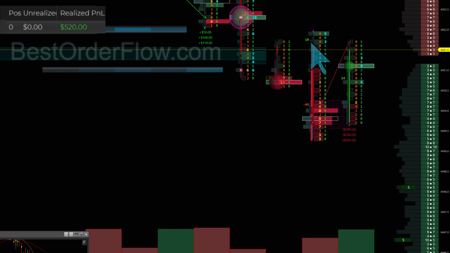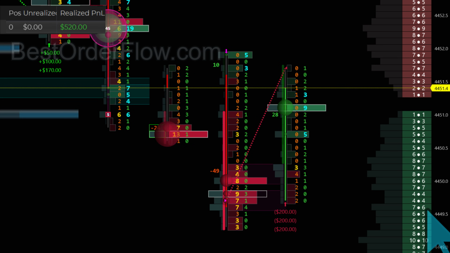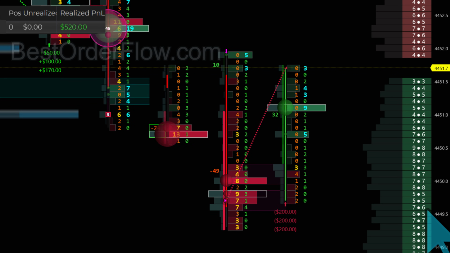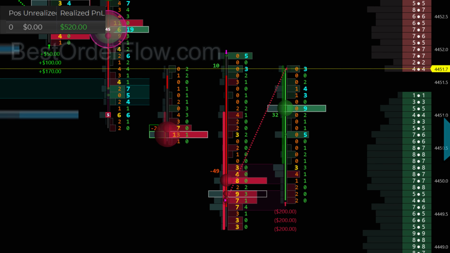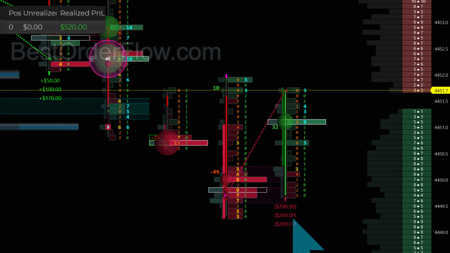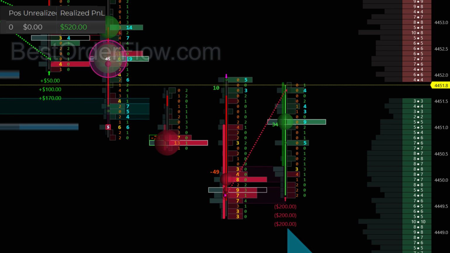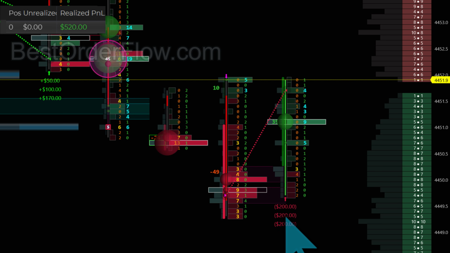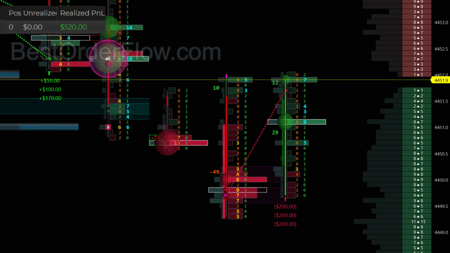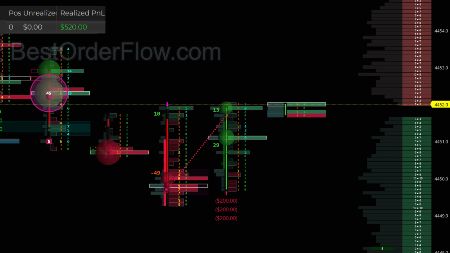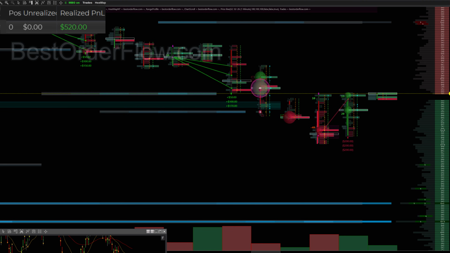Stop filled. Boom, I've got my first stop today. Ooh. But I'm still positive about 520. That's not too bad. Okay, so 3 contracts, each of them by 200. So I lost about $600. But at the bottom line, I am 520 in plus.